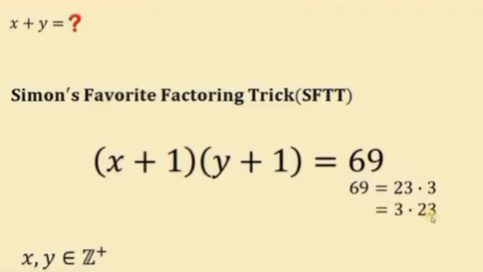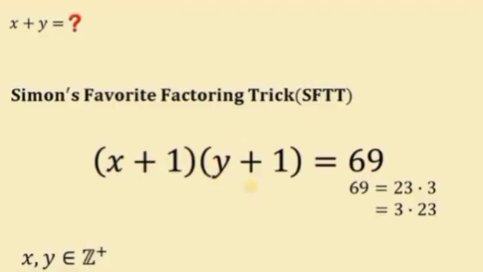Now, why not use 1 times 69? Take note, if we have 1 times 69, one of its factors is 1. So one of the variables, either x or y, becomes 0. And we don't want that because we know for sure that x and y are positive integers. Also, no need to consider the negative factors of 69, for example, negative 23 times negative 3. The reason is the values of x and y become negative, and we don't want a negative value for x and y.